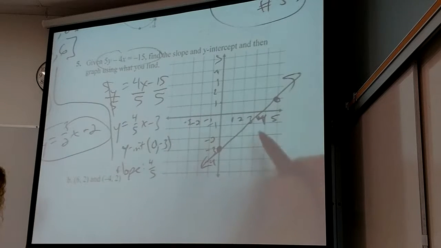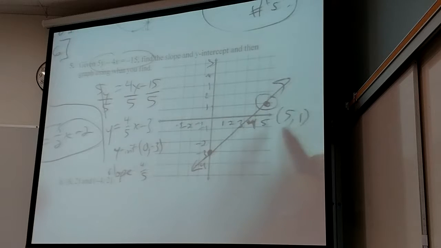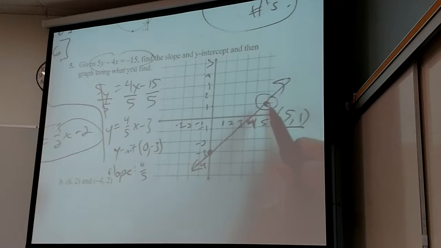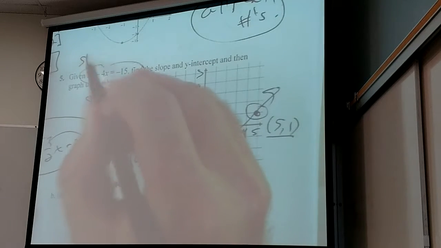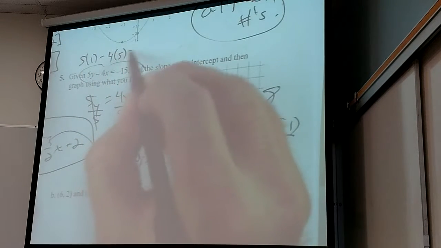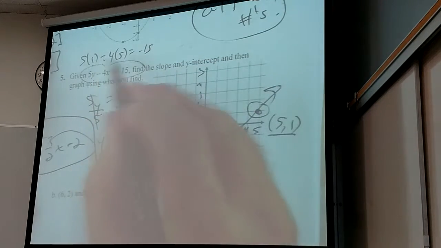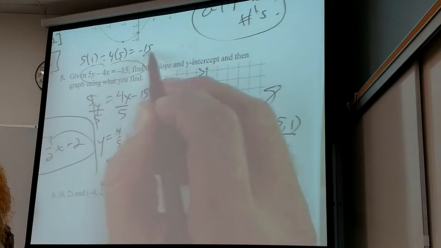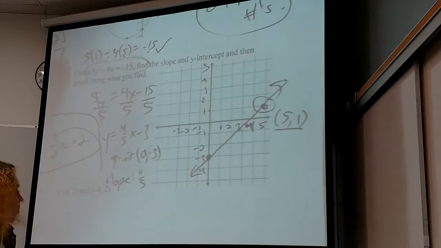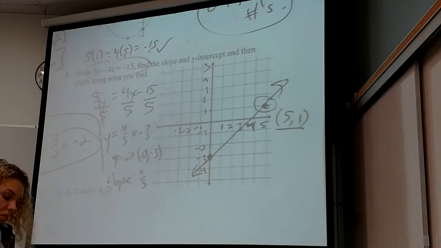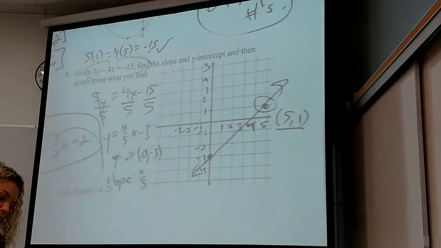How could I check what I did? How can I check that? What point did we just get? What must it do, considering it's on this line? It must work in this equation. So if I plug a 1 in for y and a 5 in for x, what is 5 minus 20? -15. Check, it works. So that other point you find just by doing what the slope says, you can plug it in and make sure it actually works.